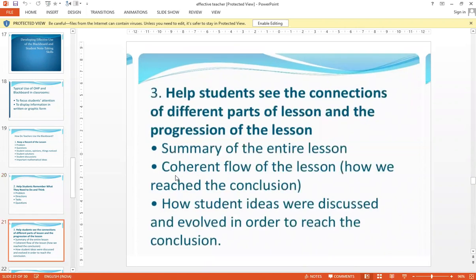Next, it also helps students see the connections of different parts of the lessons and progressions of the lessons. So making use of the board also helps the students to see the connections of different parts of the lessons and the progressions of the lessons. The summary of the entire lessons, coherent flow of the lessons, how we reach the conclusions, and how students' ideas were discussed and evolved in order to reach the conclusion.